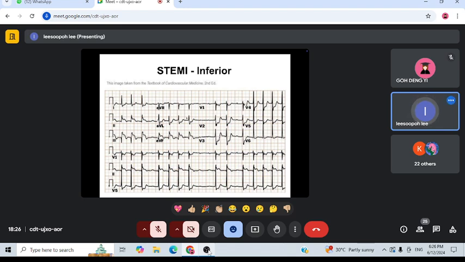Okay, let's look lead by lead again. Let's try lead one. Do you see elevation or depression? Elevation? No. Try again. This one is the isoelectric line. This is the ST segment. Is this one down or up? Down, yeah. This is the T. This curve, this notch, is the T wave. This is the ST. Okay, try again.